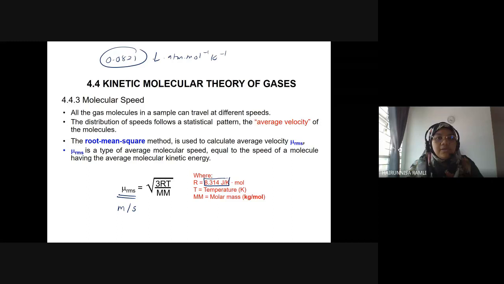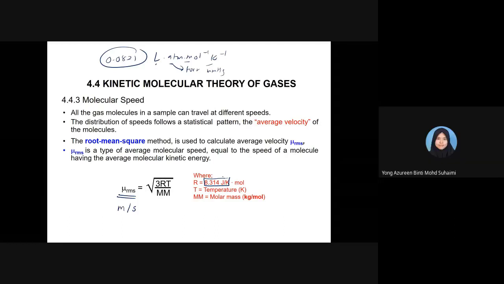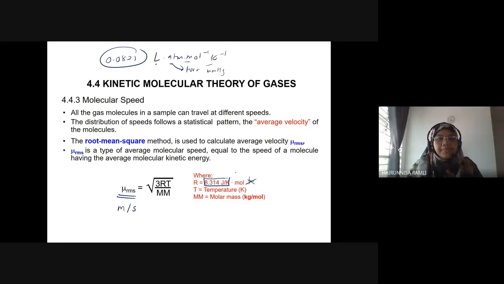Basically selalunya value akan bagi dalam unit-unit yang ini. Paling pun atmosphere dia akan bagi torr ke millimeter mercury ke. You just tukar je. Okay. Kalau yang ini pun sama. Kalau you guna 0.0821, everything you need to change. Well, I pun tak sure nak change part mana. Okay. So, better to use this one lah.